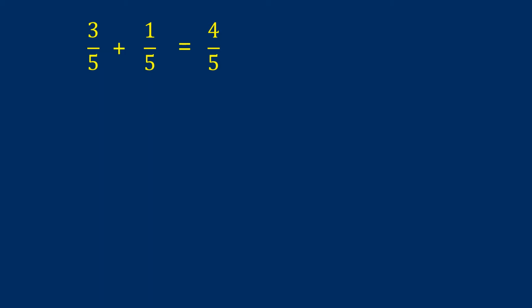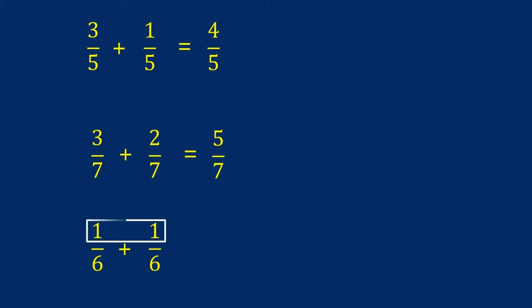Next question is 3/7 plus 2/7. Here also the denominators are the same, so simply add the numerators. 3 plus 2 is 5, and the denominator is 7. So, the answer is 5/7. One more question for you. The question is 1/6 plus 1/6. The denominators are the same, so just add the numerators. 1 plus 1 is 2, and the denominator is 6. So, the answer is 2/6.